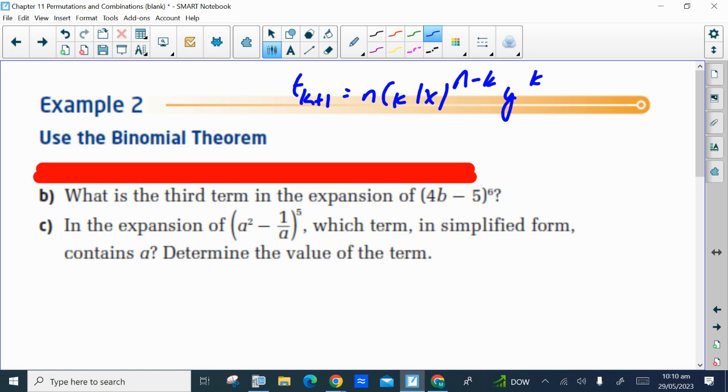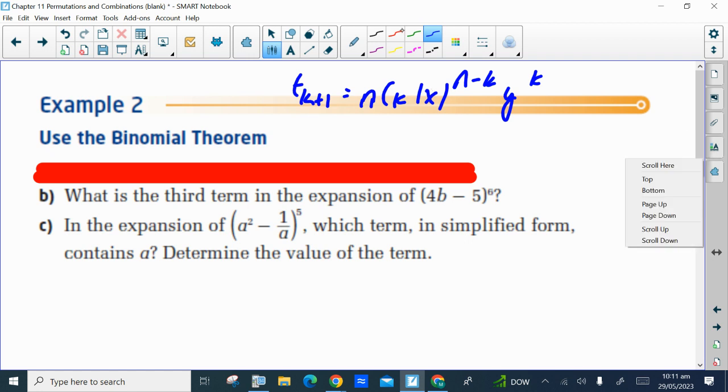If you wanted to find the fifth term, k plus 1 would have to equal 5. Therefore, k is 4. K is always 1 less than the term number. N refers to the power on the binomial. X is the first term of the binomial that's being expanded. Y is the second term of the binomial that's being expanded.